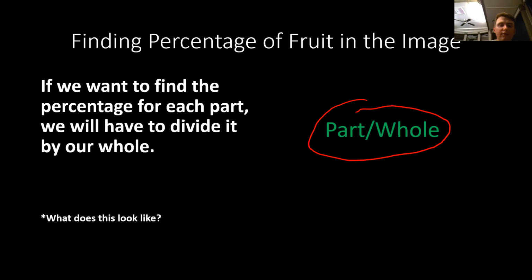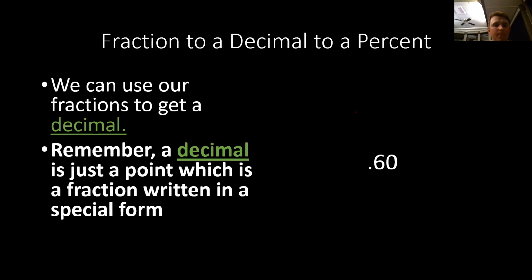If you thought fraction, you are right on track. That is right. This looks just like a fraction. So what we're going to do is take that fraction and convert it to a decimal, and then we're going to convert it to a percent. We can use our fractions to get a decimal. Remember, a decimal is just a fraction written in a special form.